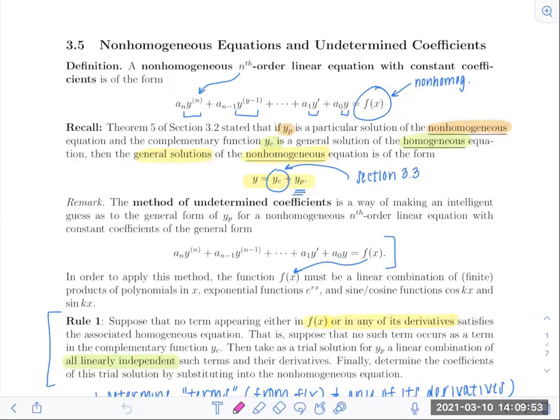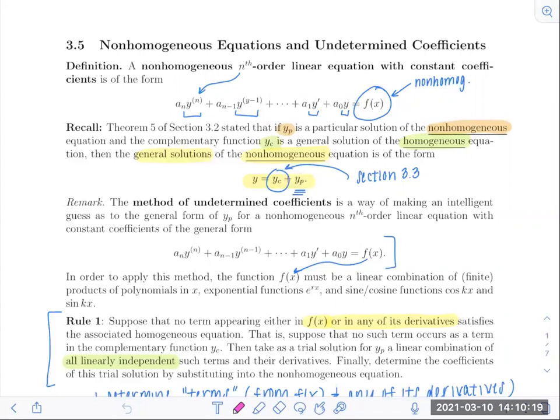First, let's remind ourselves of the definitions in section 3.5. We defined a non-homogeneous nth order linear equation with constant coefficients. Here I have some doodles from the last video. The fact that we have an f of x function on the right is indicative of the fact that this is a non-homogeneous DE. Had that right-hand side been equal to 0, we'd call it homogeneous.